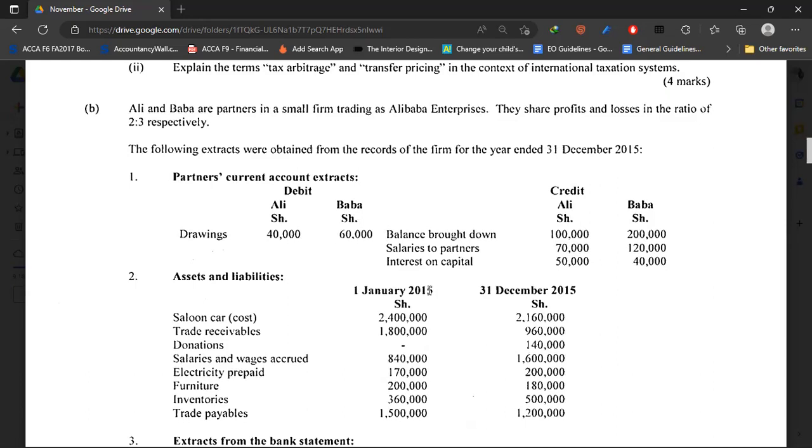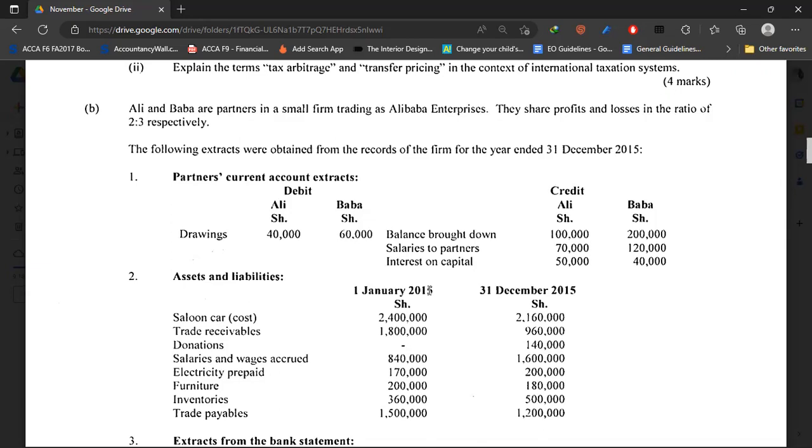Saloon car cost as at 1st January 2015, 2.4 million; 31st December 2015, 2.16 million. Trade receivables 1.8 million January 2015, 960,000 31st December 2015. Donations 0 as at January 2015 and 140,000 as at December 2015.